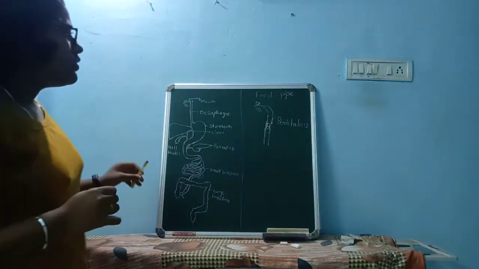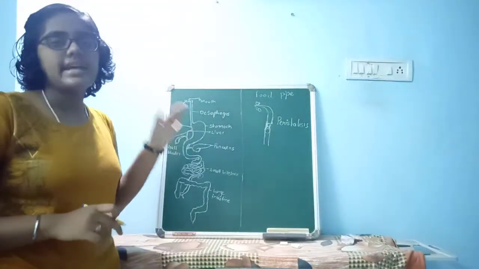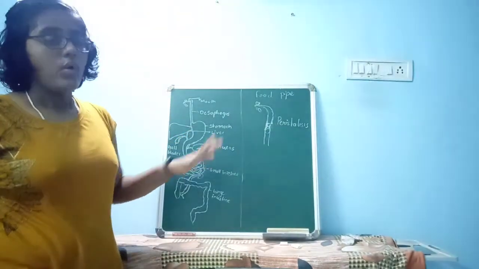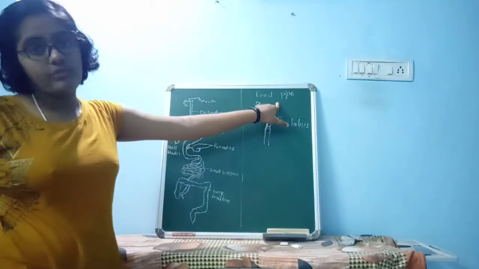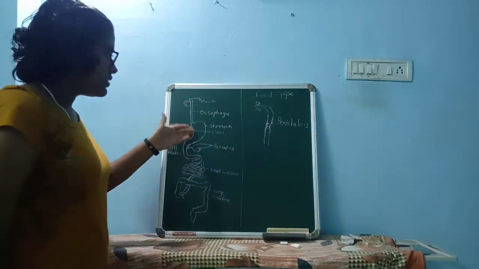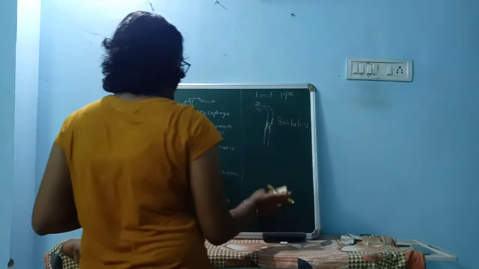Okay. Now here we can say that no digestion takes place in the esophagus. It just helps in sending the bolus to the stomach. What is the esophagus? It is the food pipe. Now after reaching the stomach, what will happen to the bolus? Now I am going to explain.